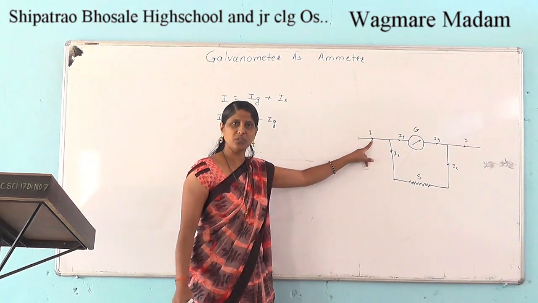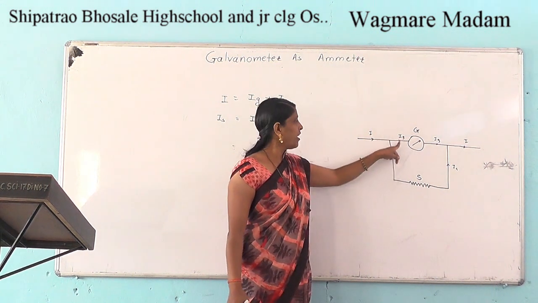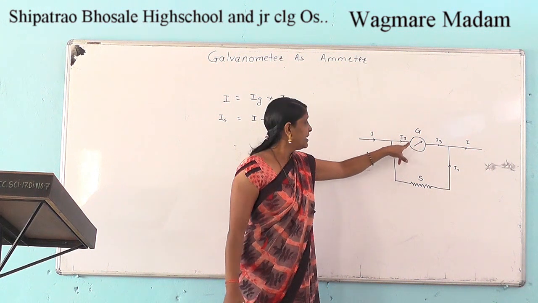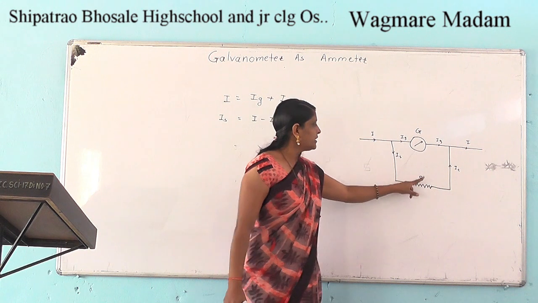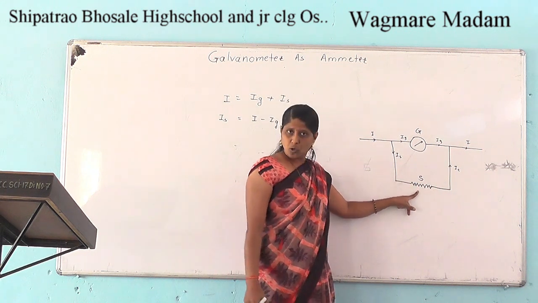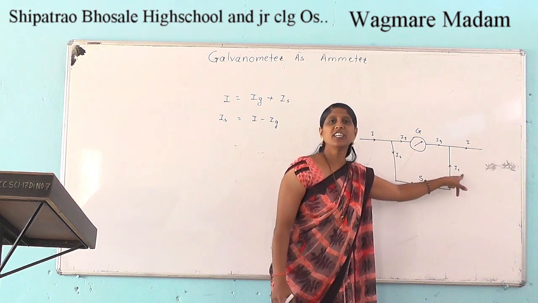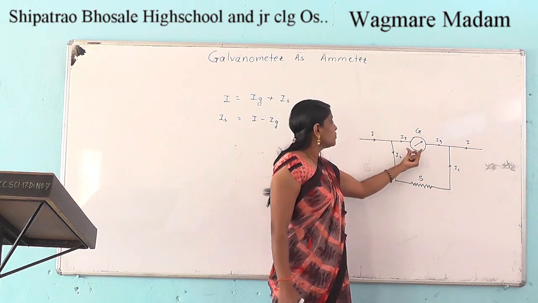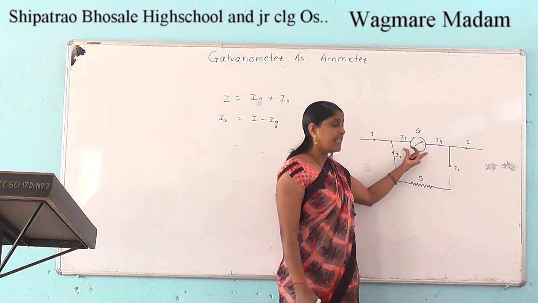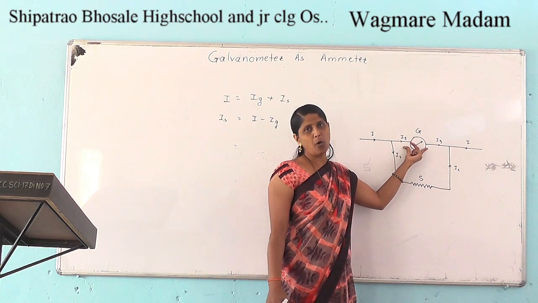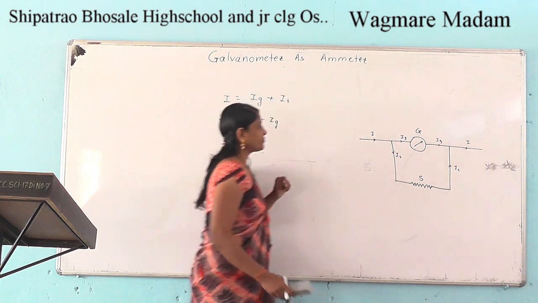I is the current flowing through the circuit and Ig is the current flowing through the galvanometer, and this galvanometer shows directly by deflection how much current flows through it. Now this shunt is a low resistance, which means maximum current will flow through this shunt and very little current will flow through the galvanometer. Therefore, the galvanometer cannot be damaged due to the excess current.